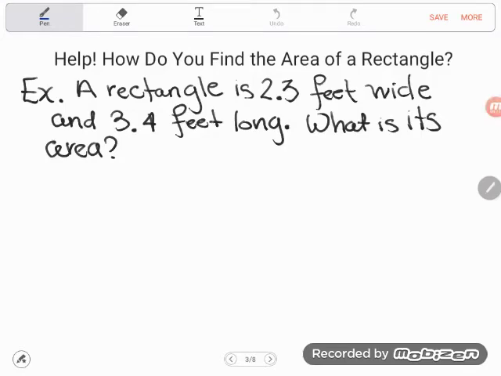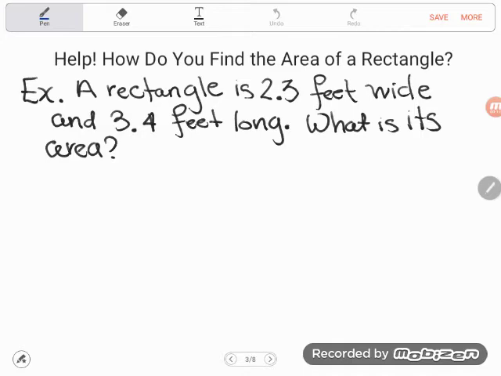Hey GED students, a student, Francis, was working on the area and perimeter with formulas, beginning level practice, and came across this problem and was a little stumped. So let's go ahead and take a look at it together.